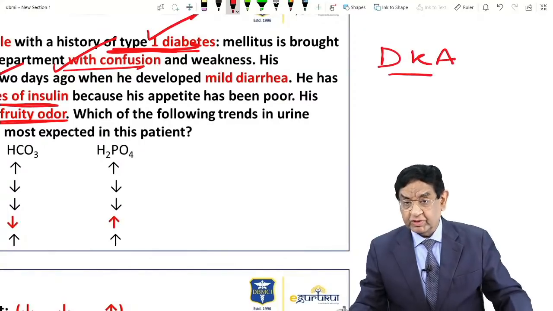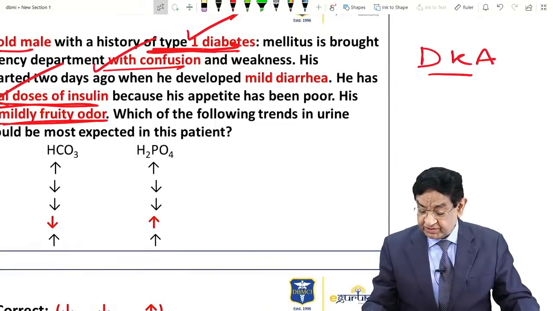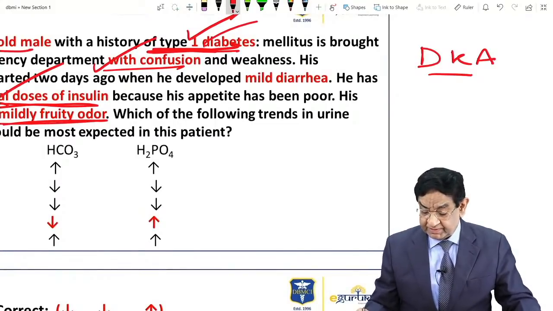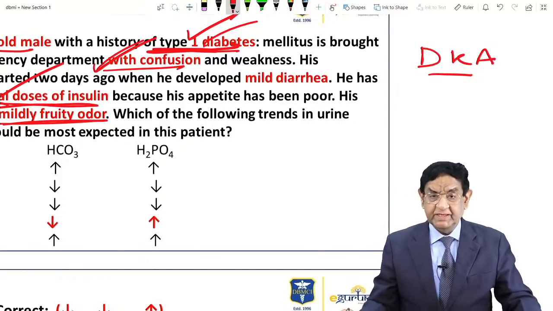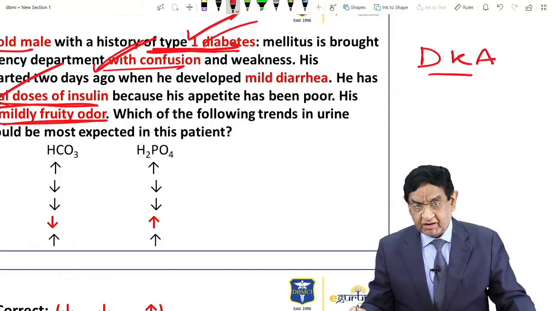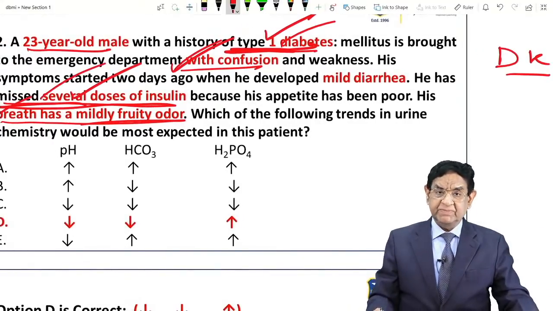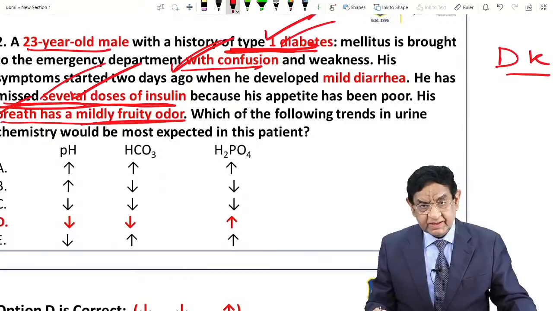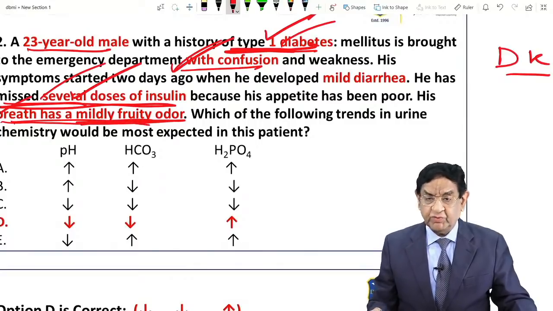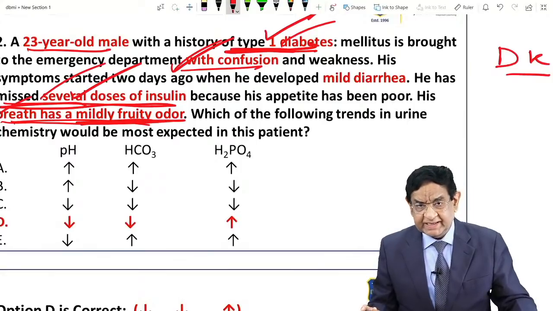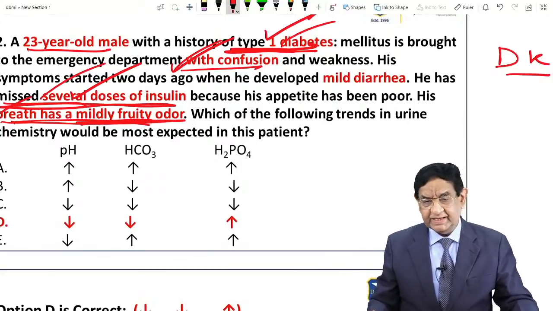ketoacidosis. What is the point? He is a case of type 1 diabetes, and DKA is more common in type 1 diabetes. Confusion is very common in DKA. And what can precipitate it? He has missed several doses of insulin. And fruity odor is what we classically see in DKA. He never mentioned DKA directly, but he gave you enough hints.